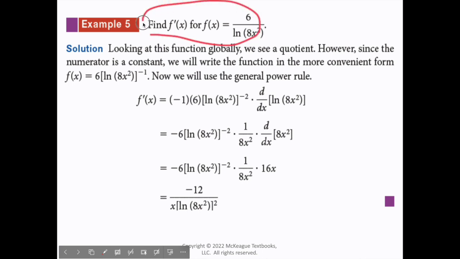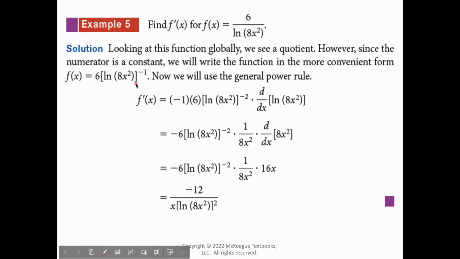In example 5, we have a quotient. We have 6 over natural log of 8x squared. There are two ways to do this. You can use the laws of exponent rules and bring this up in the numerator with an exponent of -1. Or you can use the quotient rule and keep it the way it is as a quotient. I recommend that you try it both ways so that you can practice and verify that you get the same answer. The author of the book chose to use the exponent rules to simplify it first.